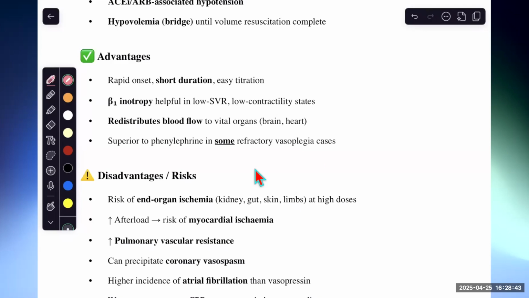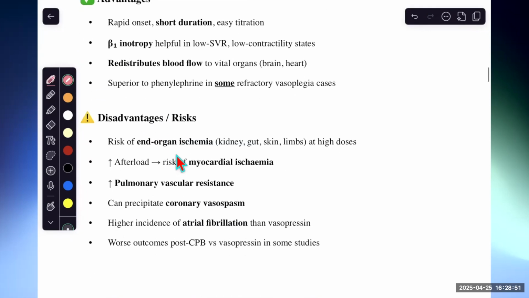Okay, and you will see sometimes you are giving phenylephrine boluses to a patient, and they will not improve. So we go for noradrenaline bolus.